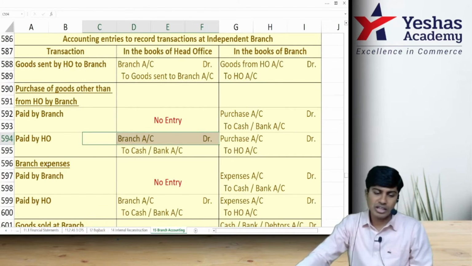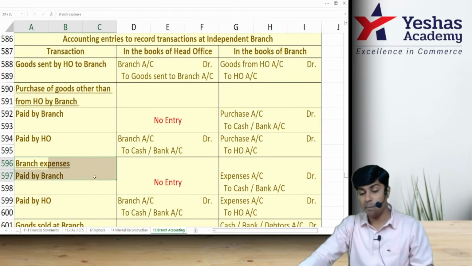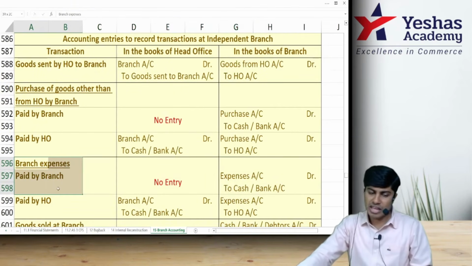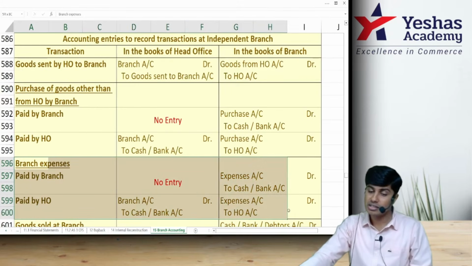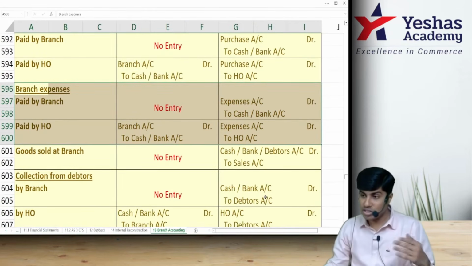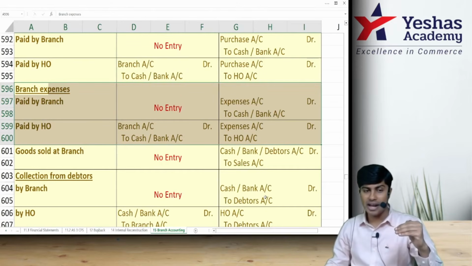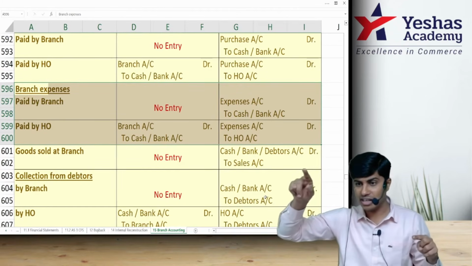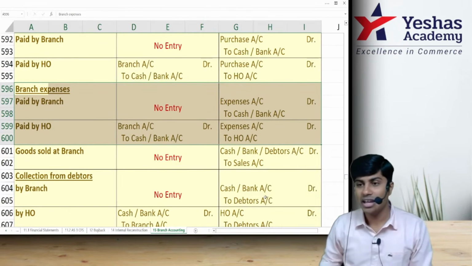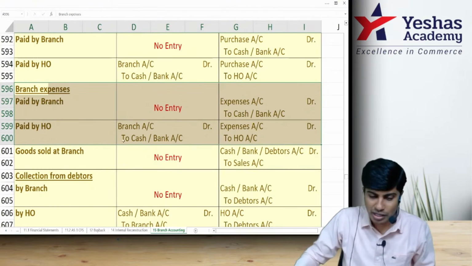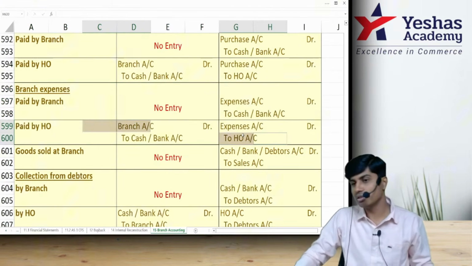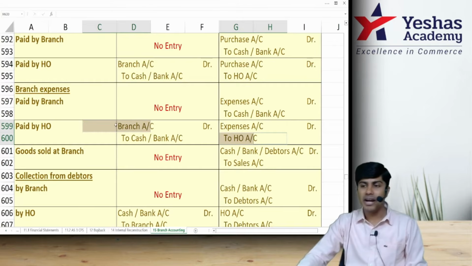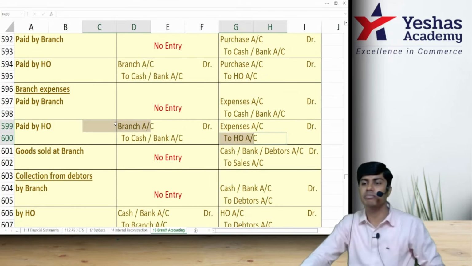Got it? What if expenses of the branch are paid by the branch? Head office will write no entry. Branch will write expense to cash. What if the expenses of the branch are paid by head office? In that case, head office will write cash account credit, branch will write expense account debit. Branch has debited expense, head office has credited cash. In branch, credit is missing. In head office, debit is missing. So head office will debit branch, branch will credit head office. Branch will credit head office because branch owes money to head office. Head office will debit branch because head office is supposed to receive money from the branch.